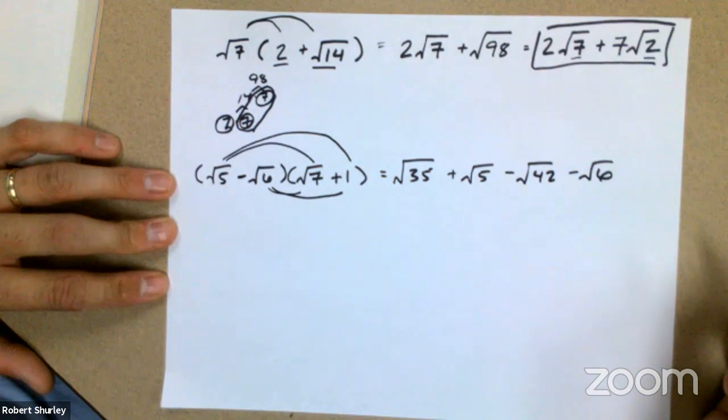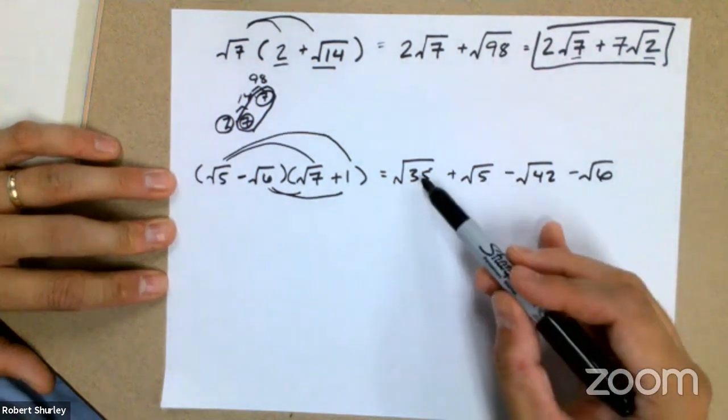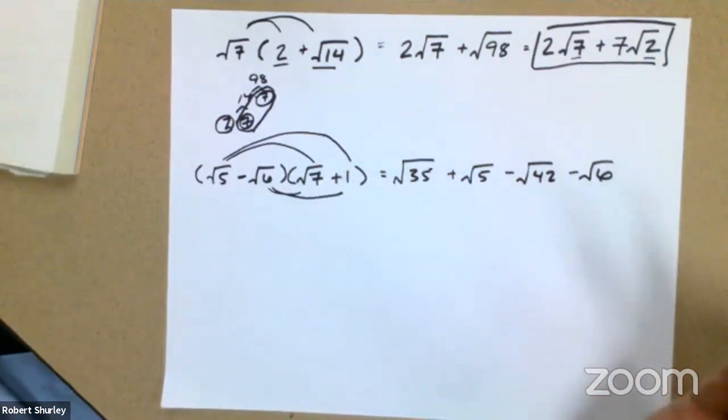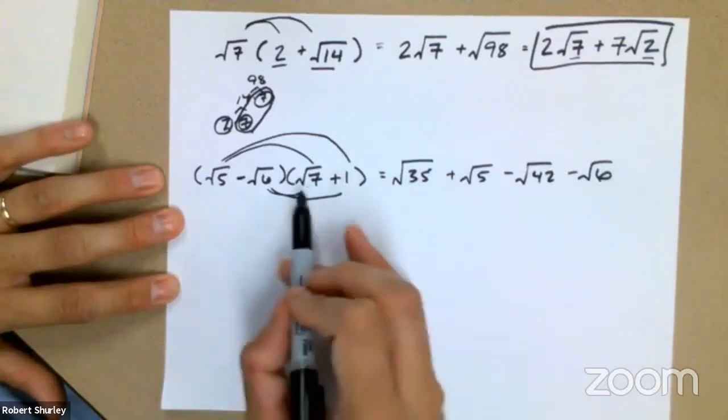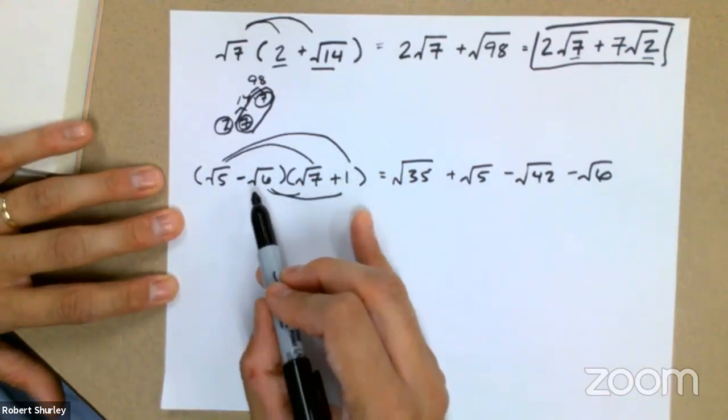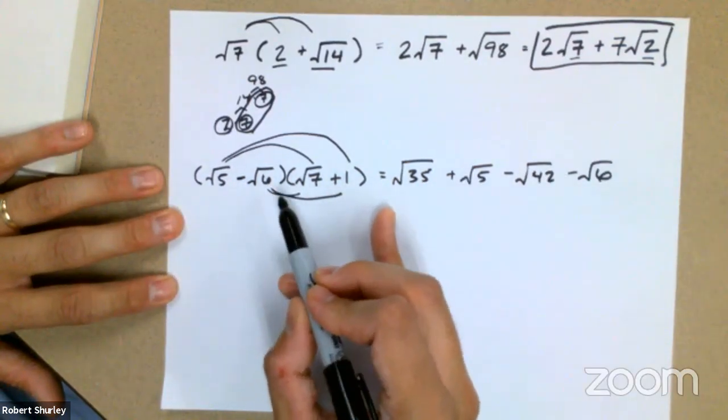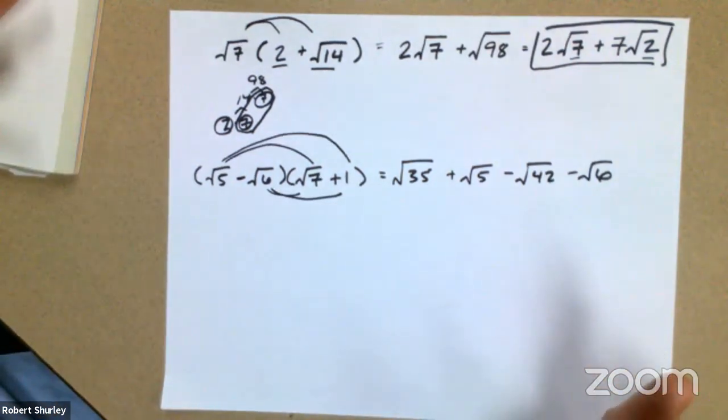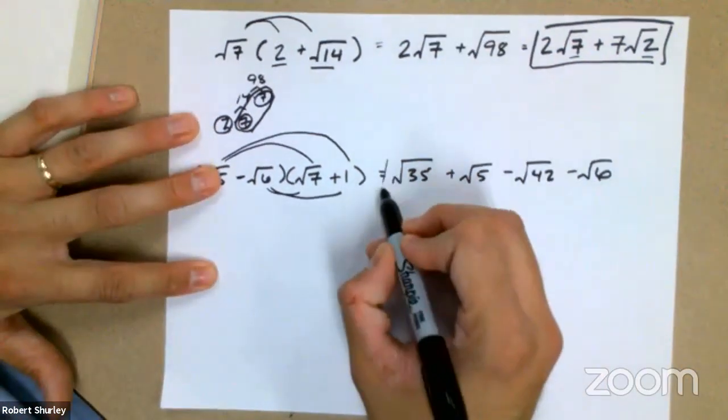I don't think any of those simplify, right? I mean, 35 is 7 times 5. It doesn't simplify. Those are 2 prime numbers. 42 is 7 times 6. 6 breaks down to 3 and 2, but 3, 2, and 7 don't simplify. 5 and 6, of course, aren't going to.